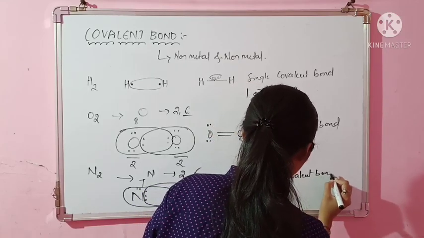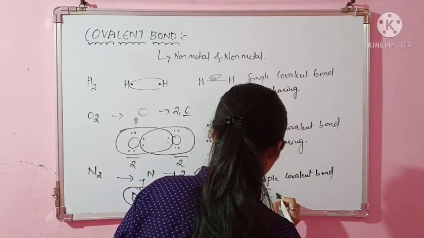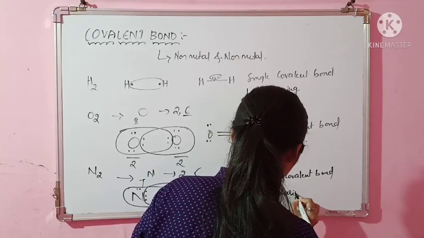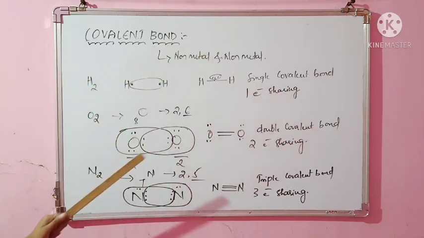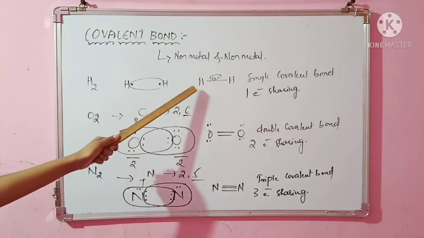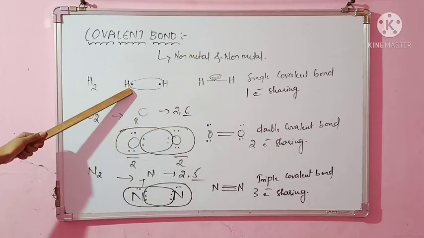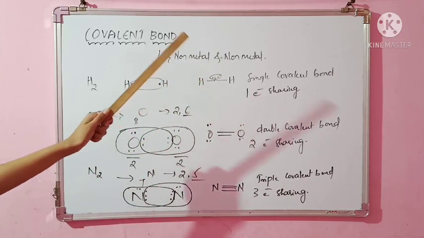Because there will be a sharing of 3 electrons from each atom. Okay. So 3 electrons are shared with the 3 atoms. So I think you are understanding what is covalent bond. So covalent bonding means, as I said, it is between 2 non-metals. So here I have taken hydrogen. Okay, hydrogen and hydrogen. So since only 1 electron sharing is there, it is called as single covalent bond.